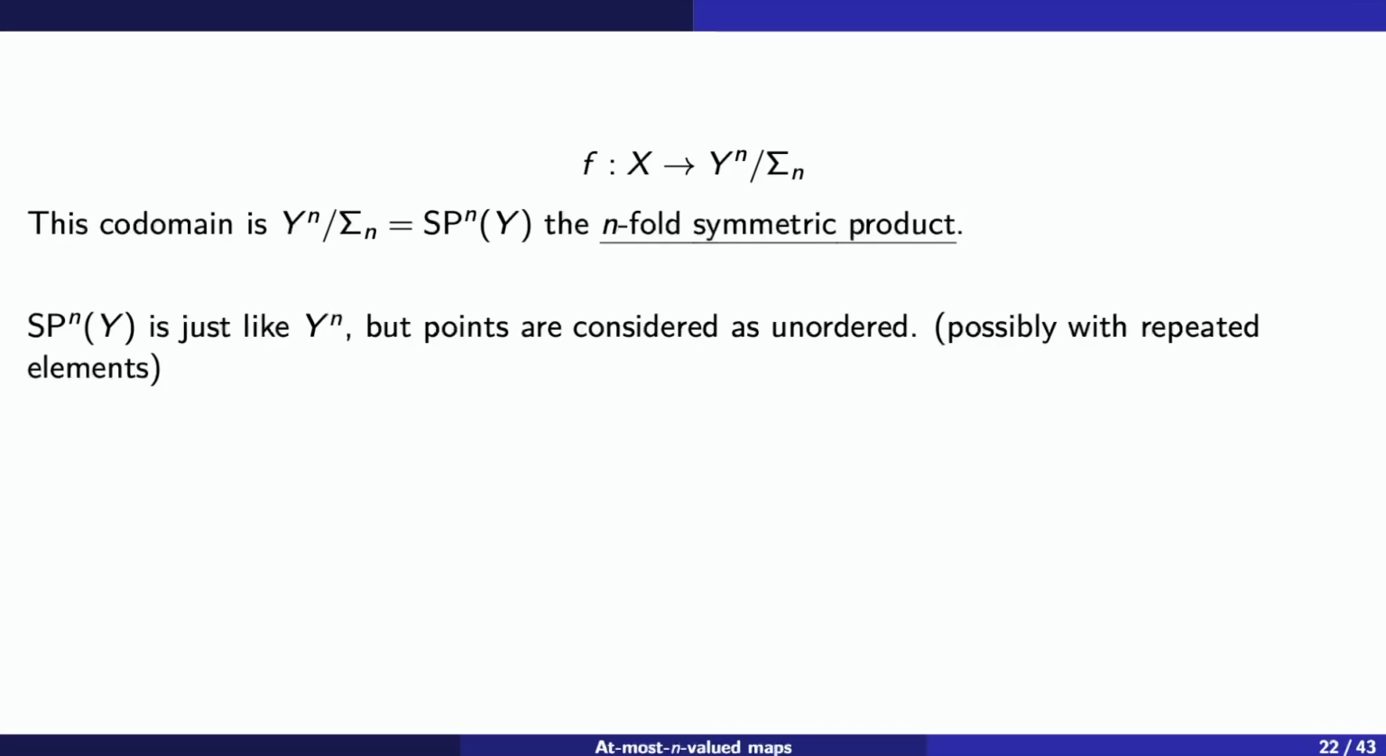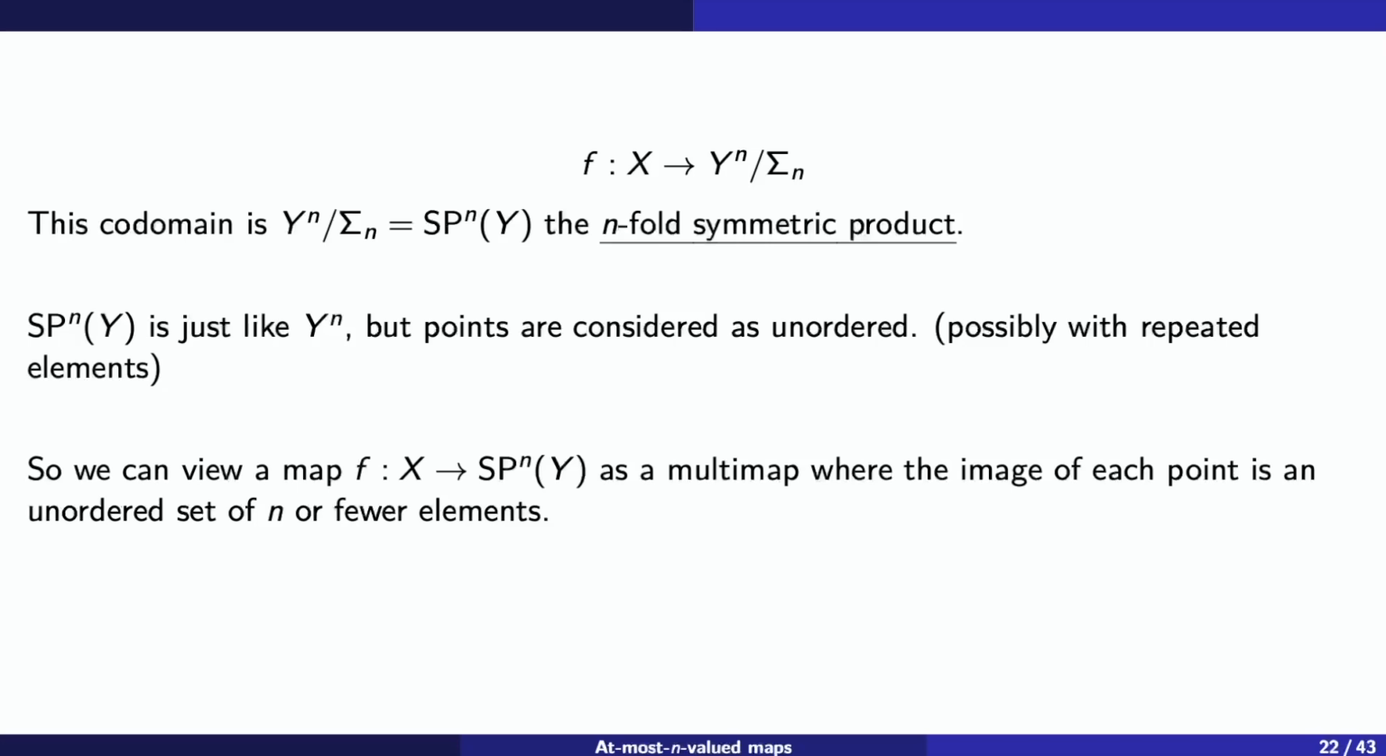All right, it's just like y to the n, but the points are considered as unordered, and possibly with repeated elements. That is allowed, because of course in y to the n, you are allowed to repeat the coordinates. You can have something like 1, 1, all right? Okay, so anyway, we can view one of these as a multi-map where the image of each point is an unordered set of n or fewer elements. And this seems, on the surface, to be the same as what I've been talking about all along, an at most n-valued map. So the functions which go into SP^n all count as at most n-valued maps. The next question is, again, are these equivalent?